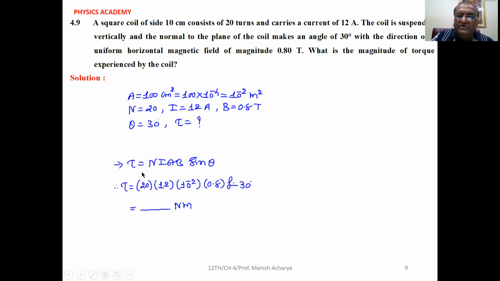Now we have the equation of torque tau acting on the current carrying rectangular coil placed in the uniform magnetic field at angle theta, that is NIAB sine theta. N, that is 20, I, that is 12, area, that is 10 raised to minus 2, magnetic field B, that is 0.8, sine 30. Now solve this one, you will get the torque acting on the coil. Clear?